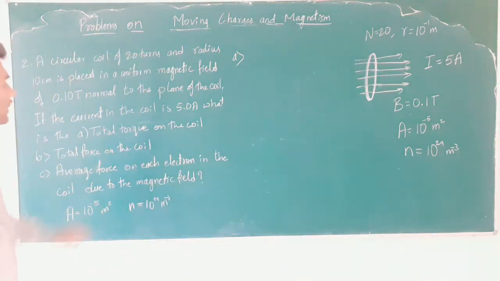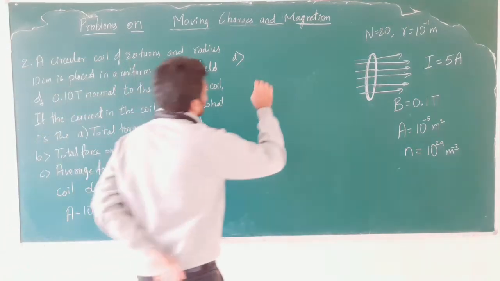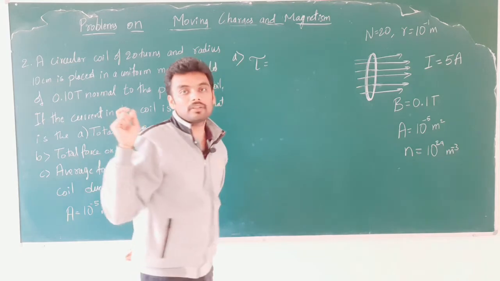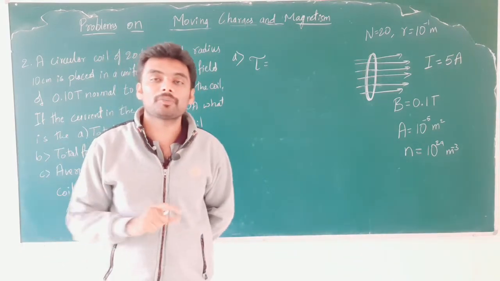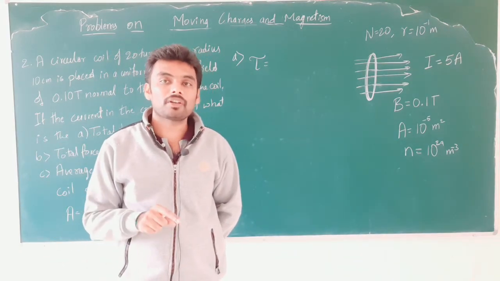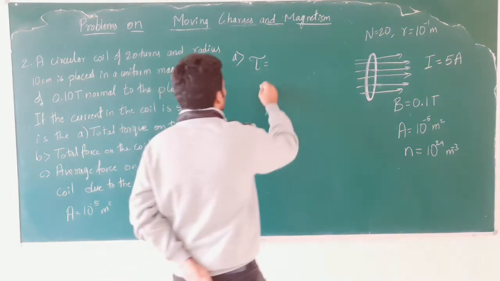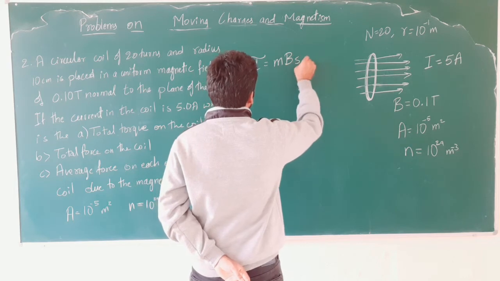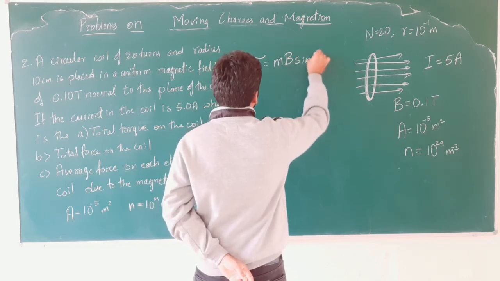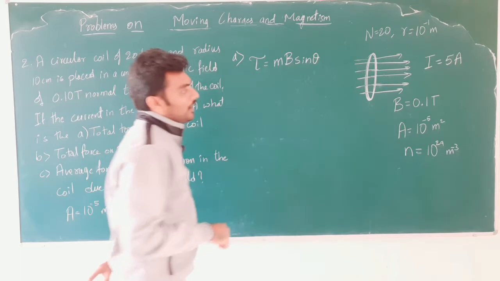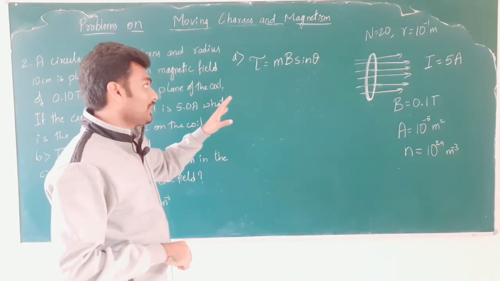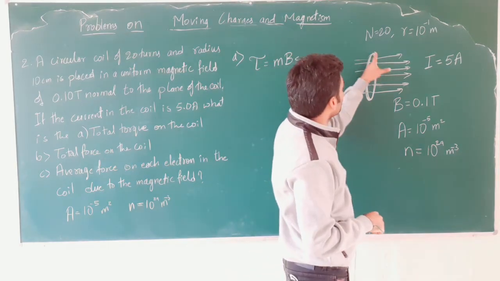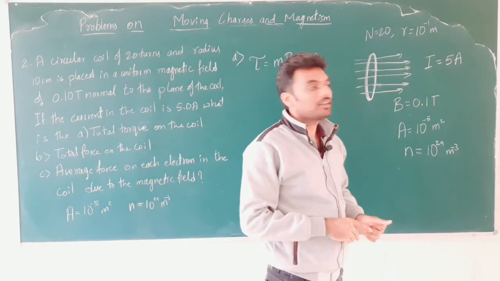First one is the total torque on the coil. Again, the expression has to be mentioned. It is tau is equal to, remember what tau is equal to? The total torque experienced. Electric torque is P cross E. Similarly, magnetic torque is M cross B. So it is MB sin theta, the magnitude of torque experienced. But now the question is, what is M? M is the magnetic dipole moment of the given coil.